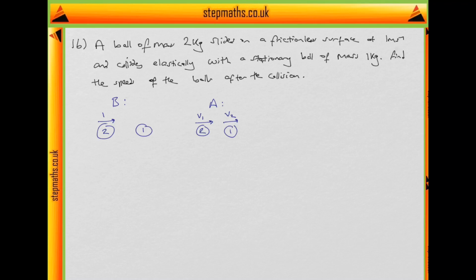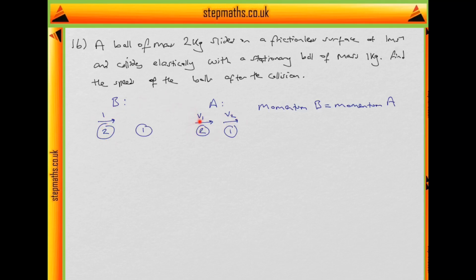So let's start with momentum. We know that momentum before will be equal to the momentum after. Our momentum is, as we know, mass times velocity. So before, we have the ball of mass 2 kilograms moving at 1 meter per second, but the ball of mass 1 kilogram is stationary. So this ball here has absolutely no momentum. So the only momentum we have before is the momentum of the motion of the 2 kilogram ball.